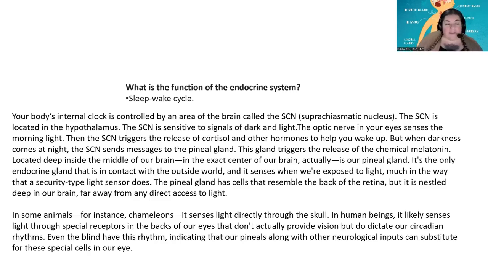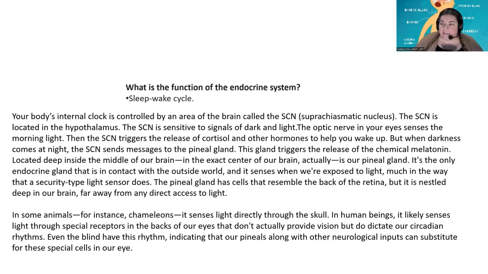But when darkness comes at night, the SCN sends signals to the pineal gland. This gland triggers the release of the chemical melatonin. The pineal gland is located deep inside the middle of our brain, actually in the exact center of our brain. And it's the only endocrine gland that is in contact with the outside world, and it senses when we're exposed to light, sort of in the way that when you walk past a security light, the sensor goes off and the light turns on. The same thing happens with the pineal gland.